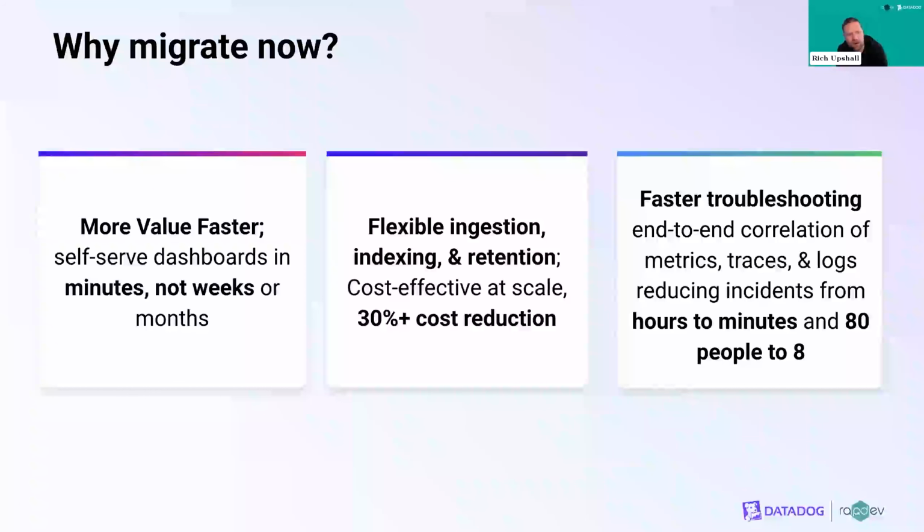Secondly, when we're talking about costs, the ability of Datadog to allow for flexible ingestion, indexing, and retention of logs really helps build a cost-effective, scalable solution. And we more often than not see a 30% or more cost reduction when shifting logs into Datadog. And all of this leads to faster troubleshooting. End-to-end correlation of traces, logs, and metrics out of the box. We see this reducing incidents from hours to minutes.